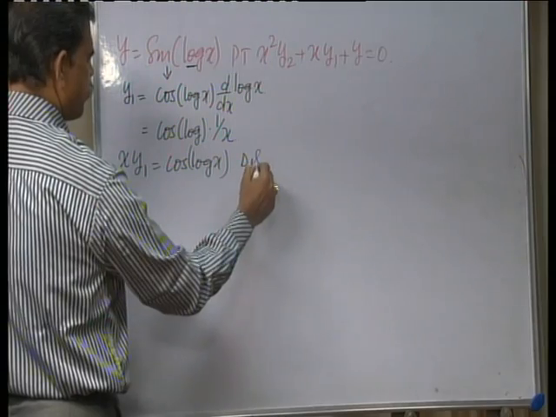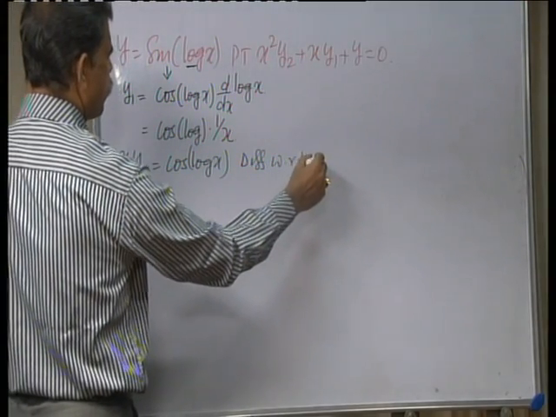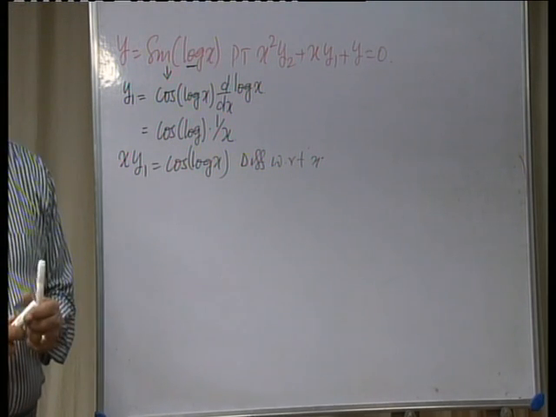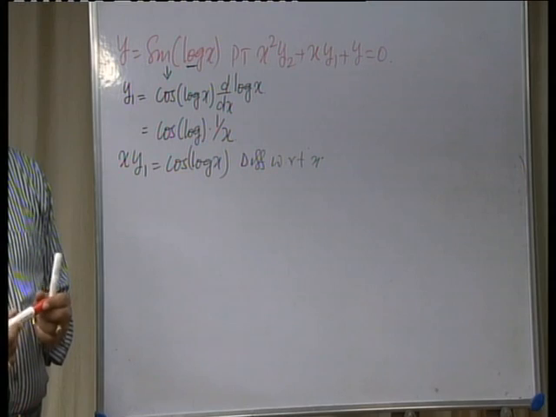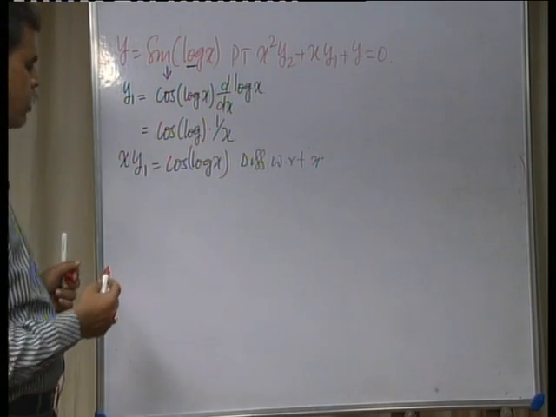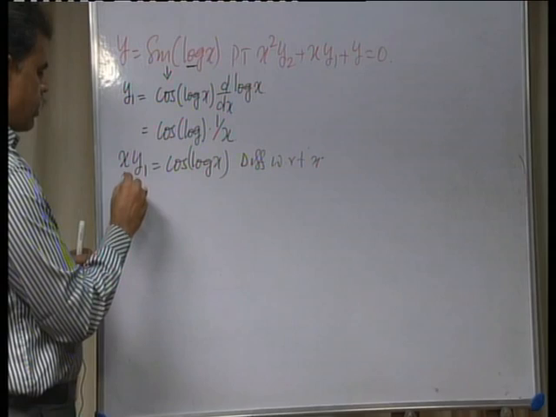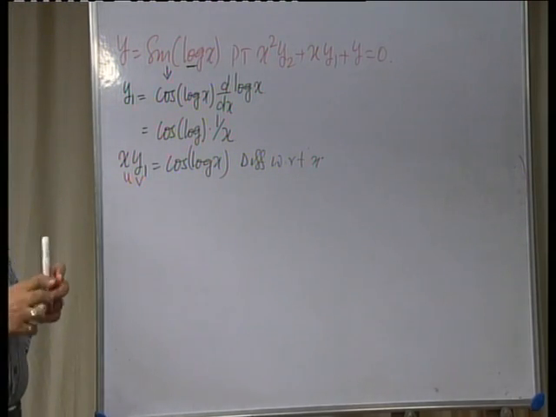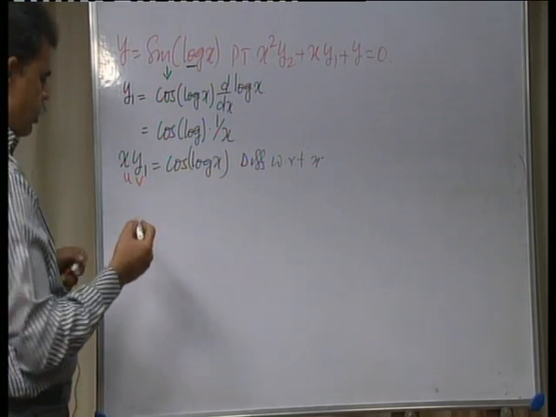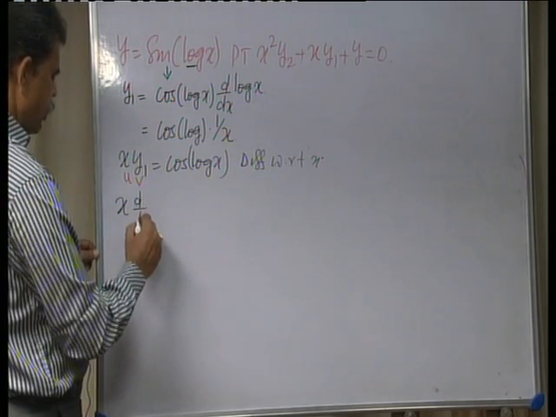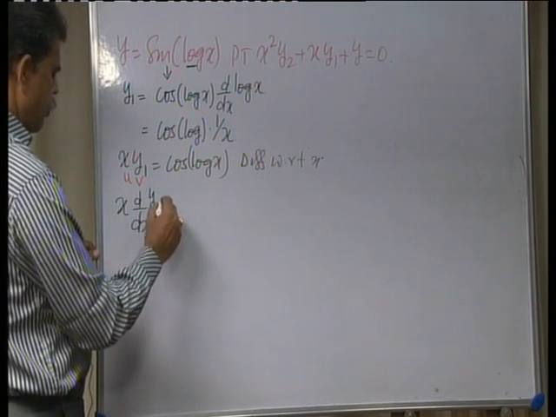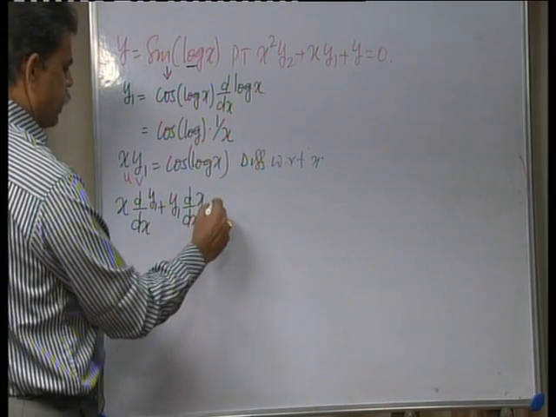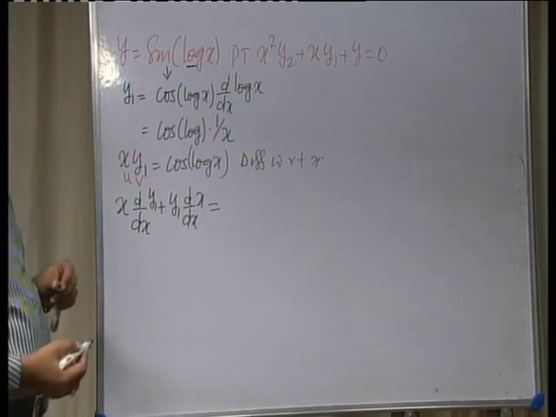Again differentiate this, differentiate with respect to x. How to differentiate? We have to differentiate on both sides. x y1 is equal to cos of log x. See the left hand side, it is a product of two terms, that is u into v. According to the product rule, x into d by dx of y1 plus y1 into d by dx of x is equal to, right hand side is what?